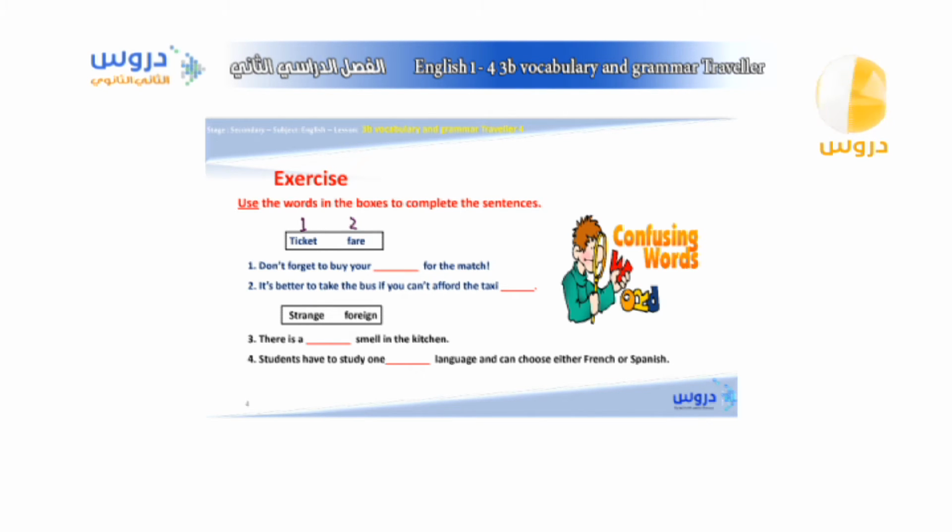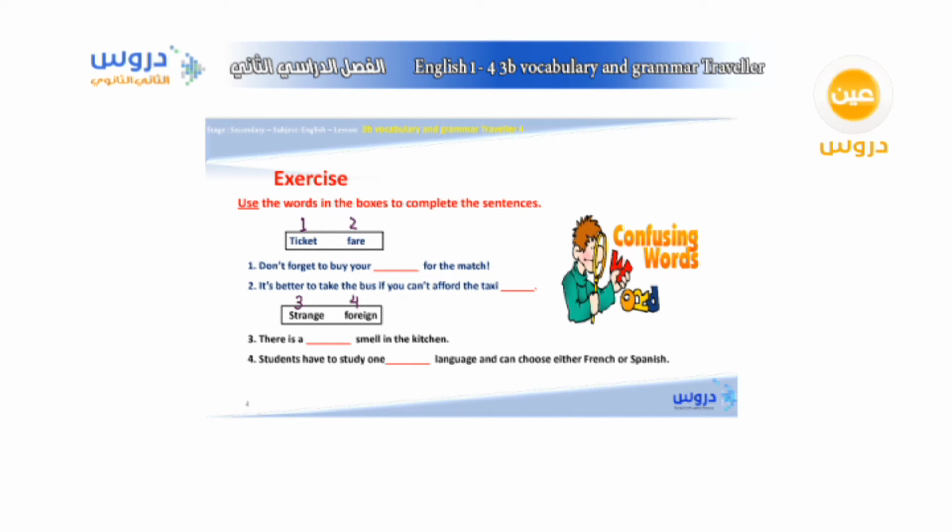And of course, the second one is number 4. Students must study a foreign language. Strange means odd here, anything that is odd or suspicious. And for number 4, you have to study one foreign language, which is another language, something from outside the country.